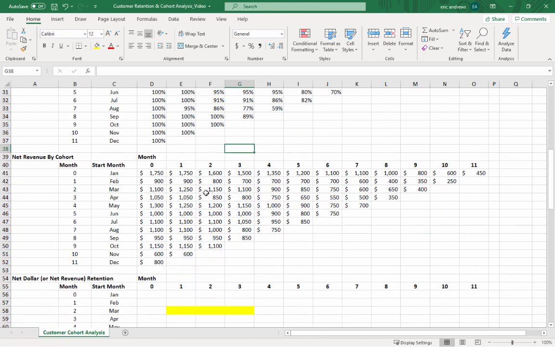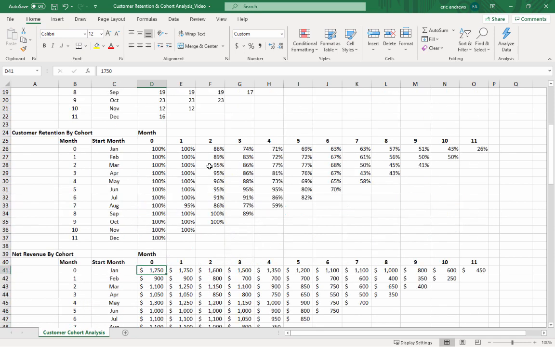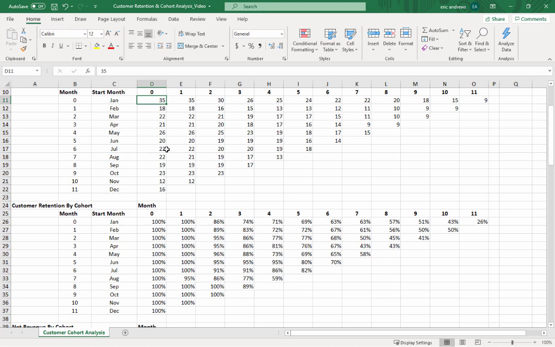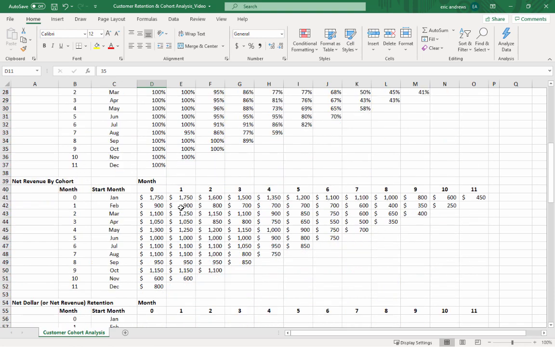So this is a table, I'm calling it net revenue by cohort. And it's the exact same information as this, 35 customers, but this just represents the value of the purchases that they made. So these 35 customers purchased, generated $1,750 in revenue in month zero. In month one, $1,750. Month two, et cetera, et cetera. So you see that you have your initial cohort and then you have your stream of subsequent purchases over time.